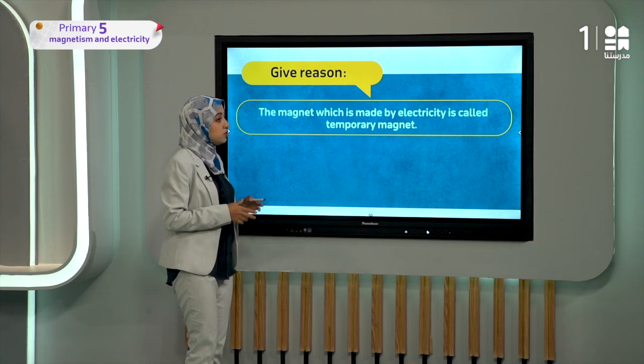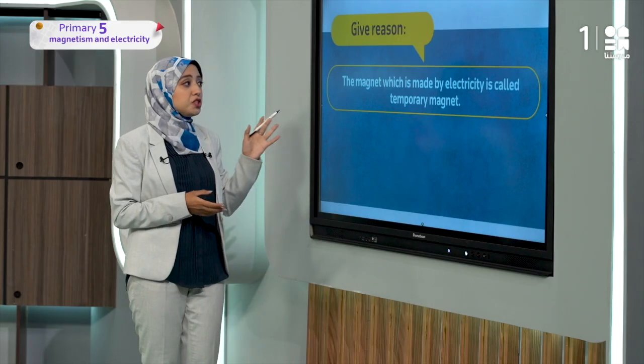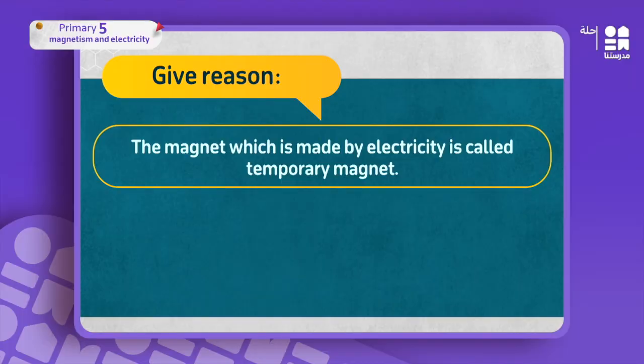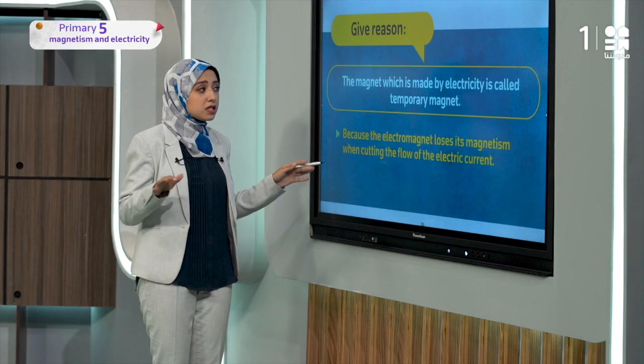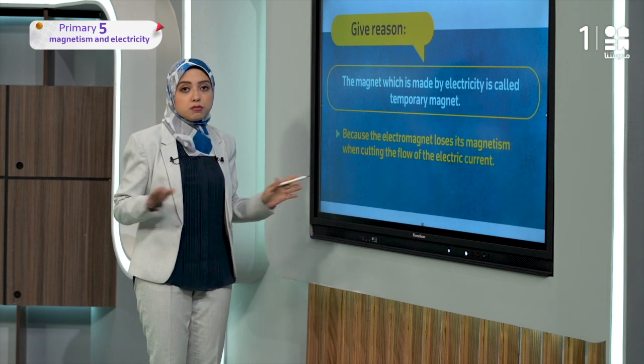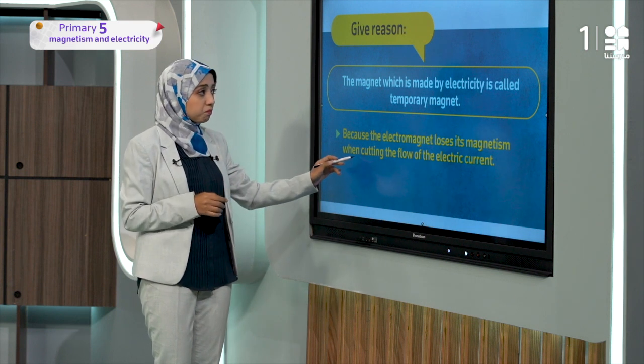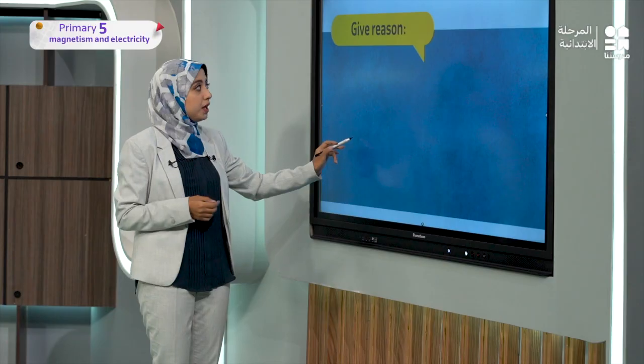Now, give reason question. The magnet which is made by electricity is called a temporary magnet. Why is it called temporary? Because it loses and gains magnetism easily. The electromagnet loses its magnetism when the flow of the electric current is cut. As soon as the electric current is cut, it loses its magnetism. Therefore it's a temporary magnet.